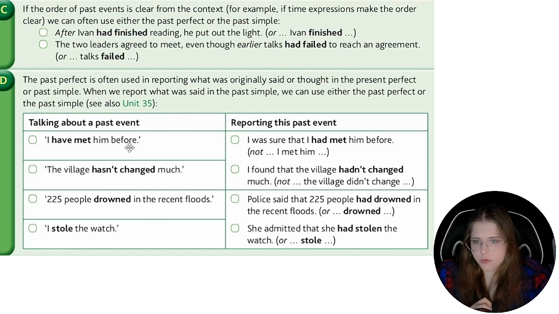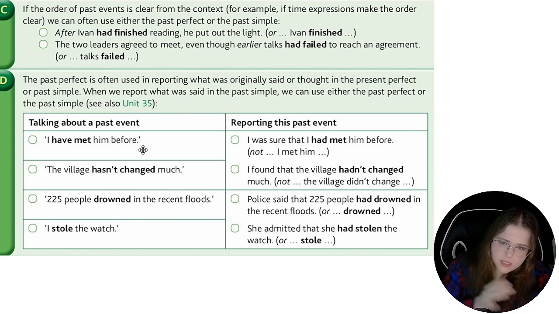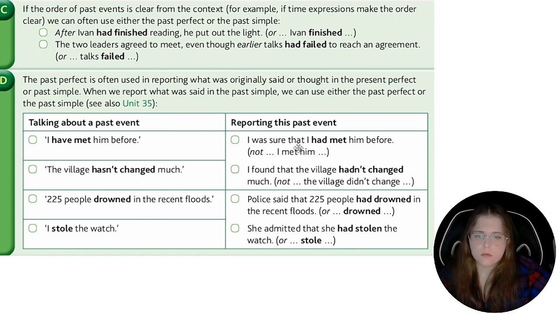I have met him before. Present perfect for past perfect. I was sure that I had met him before. The village hasn't changed much, and I found in the past that the village, in the past before the past, hadn't changed much. 225 people drowned in the recent floods. Police said in the past that 225 people had drowned in the recent floods. I stole the watch. She admitted that she had stolen the watch.